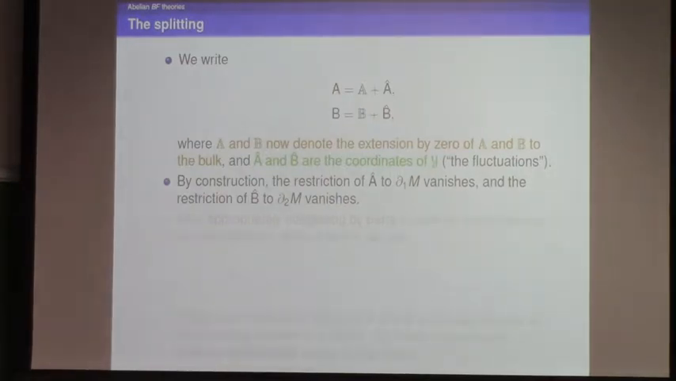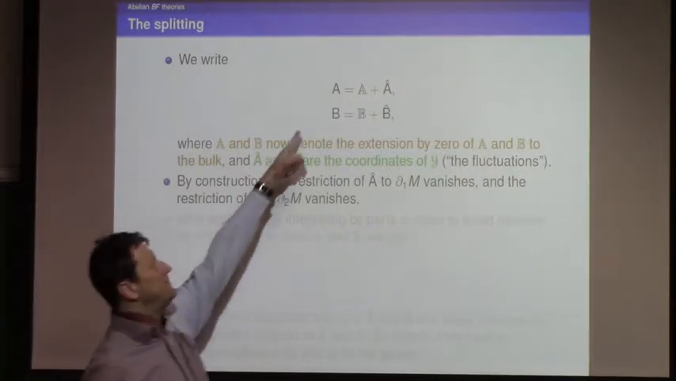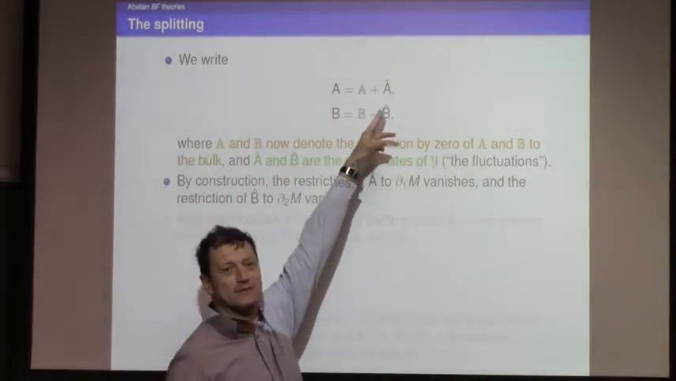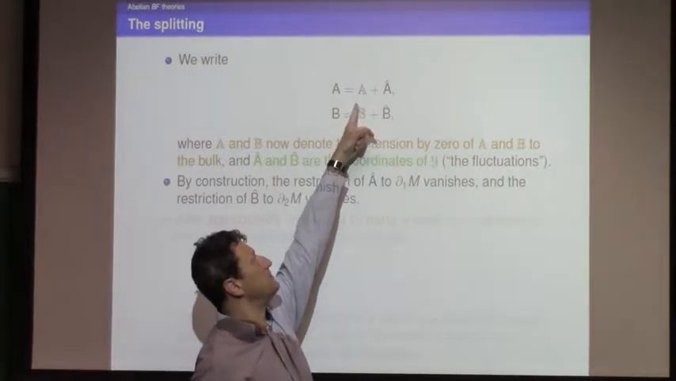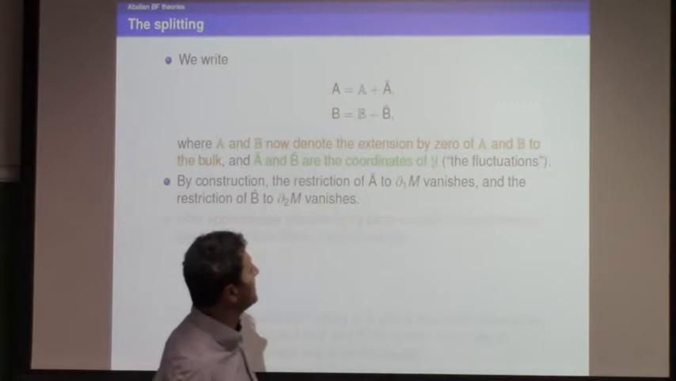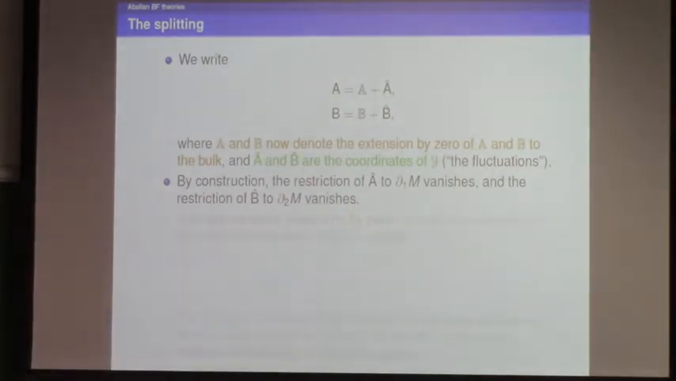Now I have to write this splitting explicitly, so what does it mean? This means that I write my field A as the boundary part plus the bulk part. So this is the component B, this is the component Y. And the same for B. My notation for fat A and fat B are the coordinates in this base B.